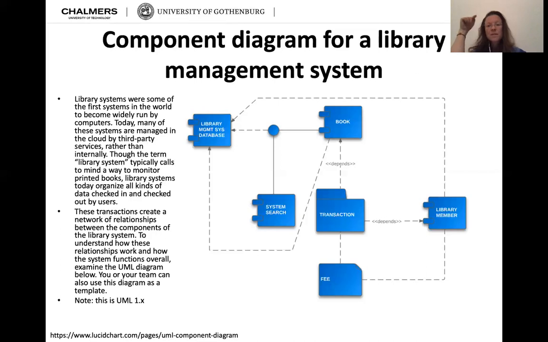Also, note that the notation looks ever so slightly different because this is actually a UML 1.x. Do you note the biggest difference? Yes, it's the component symbol that looks slightly different. So you have those two bars on the left. And in UML 2.x or in UML 2, you have these two little bars in the top right-hand corner of the component. So it's a little bit more subtle.